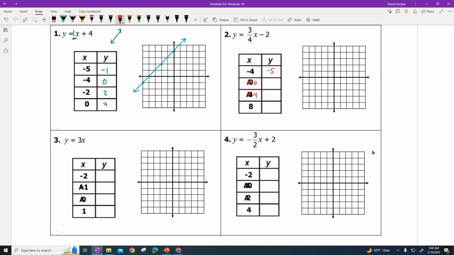Now, we still have some kids in here who are still struggling with this whole negative times positive stuff. That's a negative 12, and negative 12 divided by 4 is a negative 3, minus 2. I see. I was going to say, how did I get 5 down there?